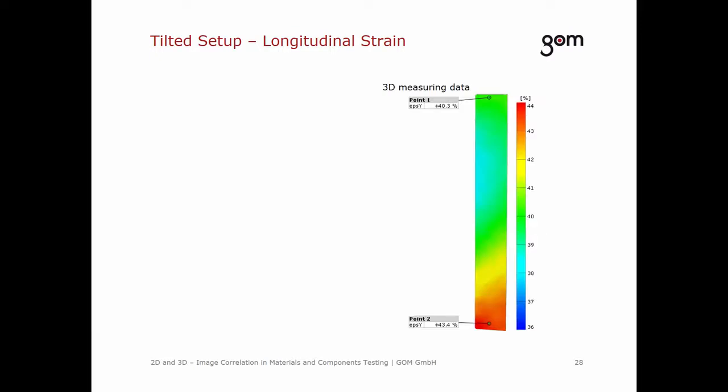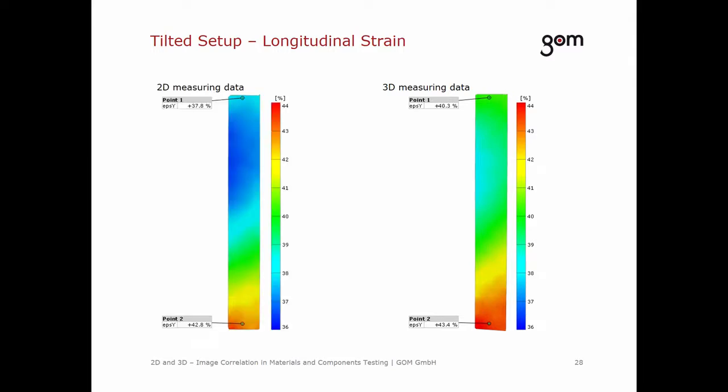Here you can see the longitudinal strain during the 3D measurement under load. 3D serves again as a reference. Here you see the 2D longitudinal strain. All points of the specimen move backwards due to the tilted setup. That's the reason why we have a lower longitudinal strain value here in the 2D than in the 3D measurement.